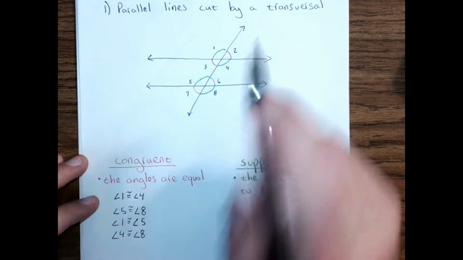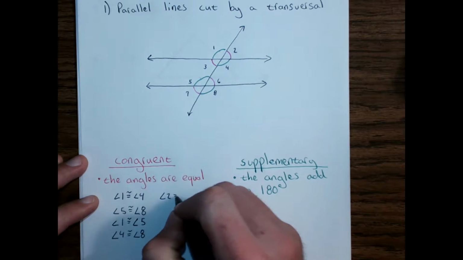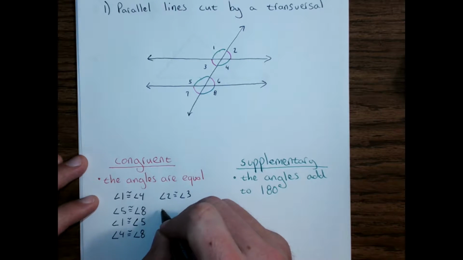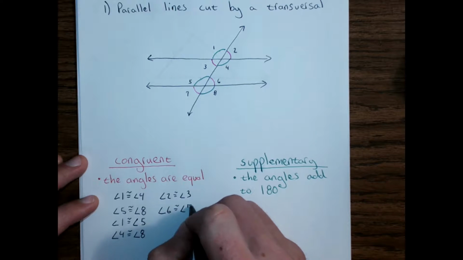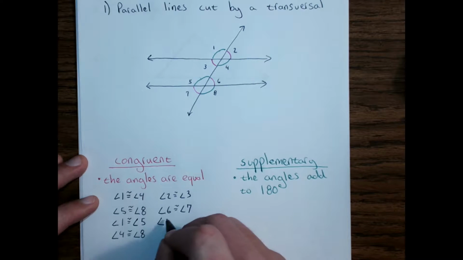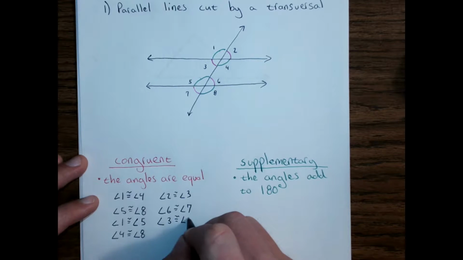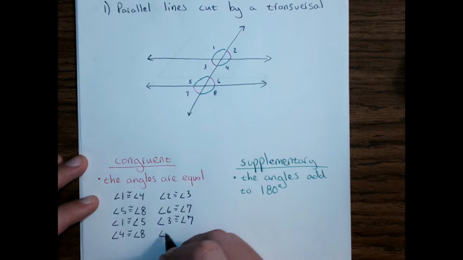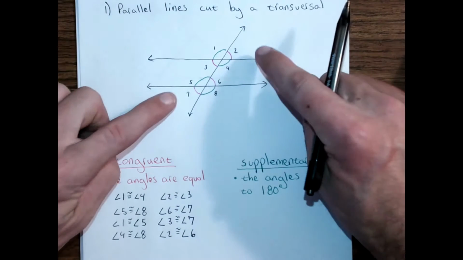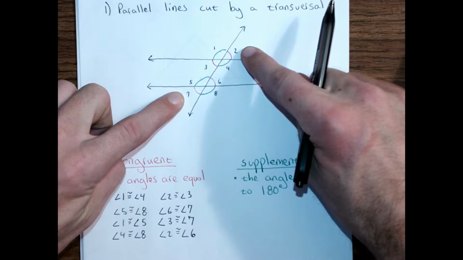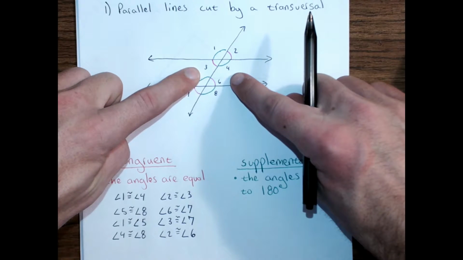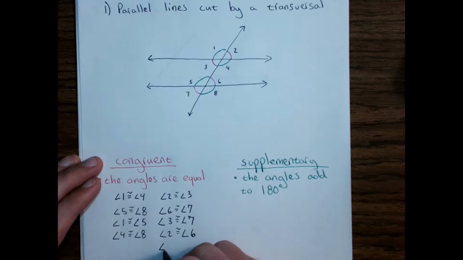And then we have the pink segments. Angle 2 is congruent to angle 3. Angle 6 is congruent to angle 7. Angle 3 is congruent to angle 7. And angle 2 is congruent to angle 6. We could keep going. 7 is congruent to 2. 3 is congruent to 6. So angle 2 is congruent to angle 7. Angle 3 is congruent to angle 6.